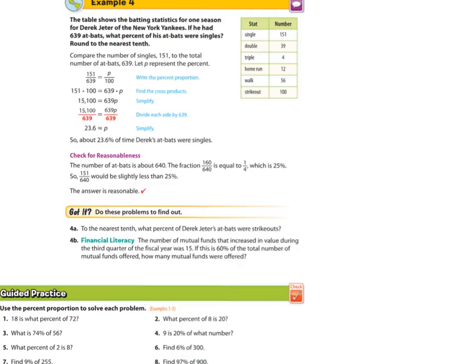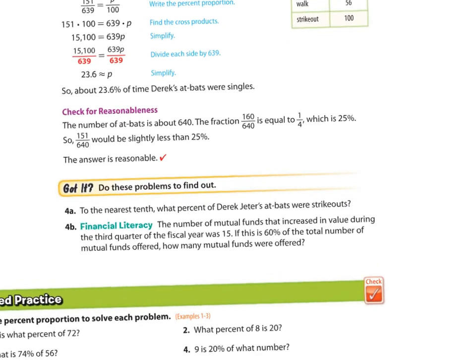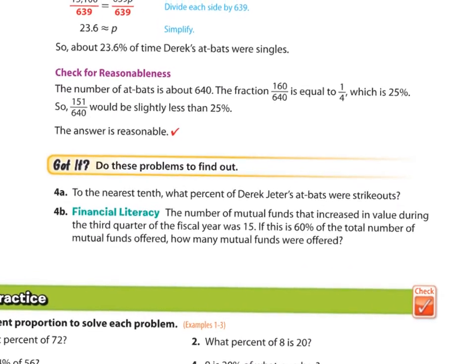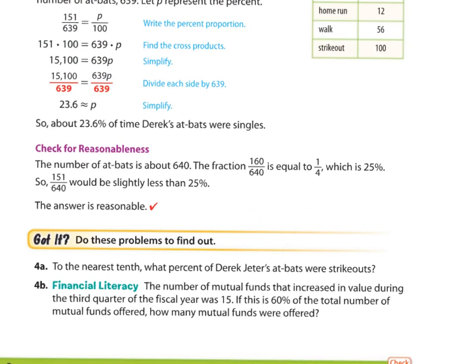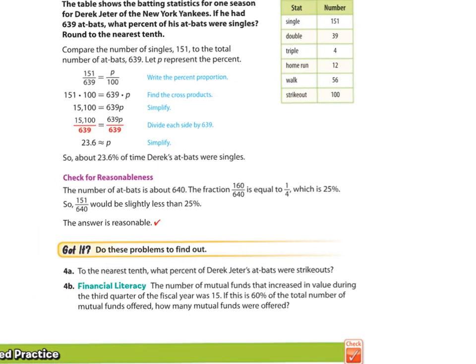Okay, so now we can try it. We have 4A and B. If you like, please go ahead and read through it on your own and try to do it, and then play the video to check your answer. You'll see that for 4A, they're asking for strikeouts. You can compare here to 100 strikeouts out of 639 at bat. For B, this is a different question. So let's just try 4A first. Go ahead, pause the video and try it.